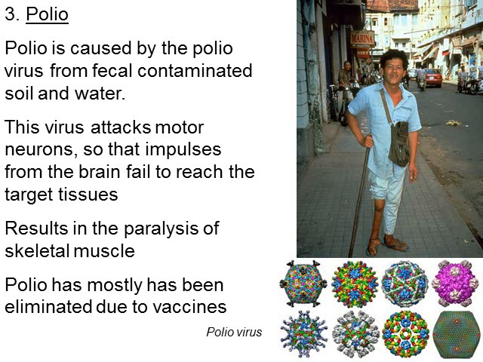Polio has been mostly eradicated due to vaccines, but it is still out there, especially in individuals that are older and were not vaccinated. It's caused by the poliovirus found in fecal contaminated soil and water. Unlike leprosy, this virus attacks the motor neurons. Motor neurons are the ones that innervate or stimulate the target tissue, such as muscle. So the impulse never reaches there, and we have a paralysis of that organ or muscle tissue.